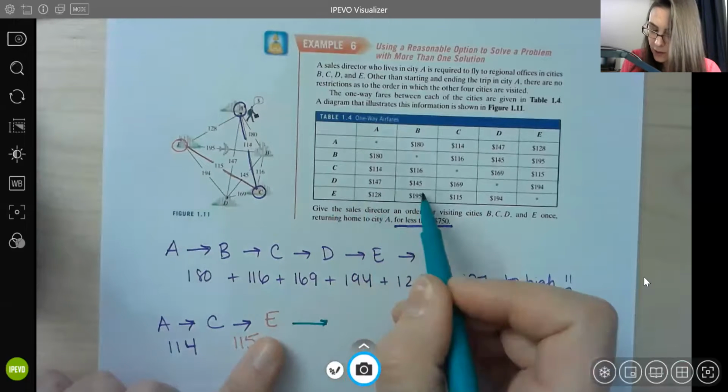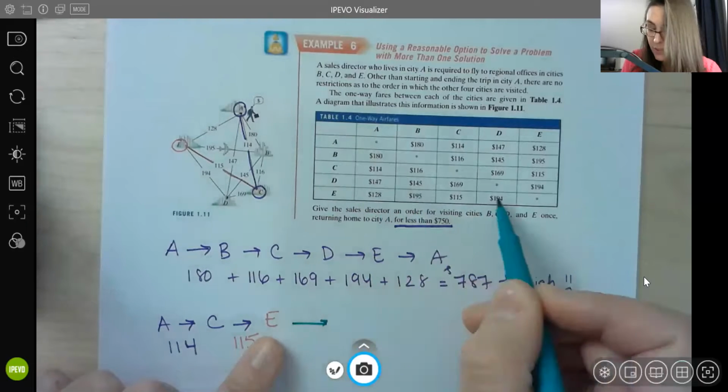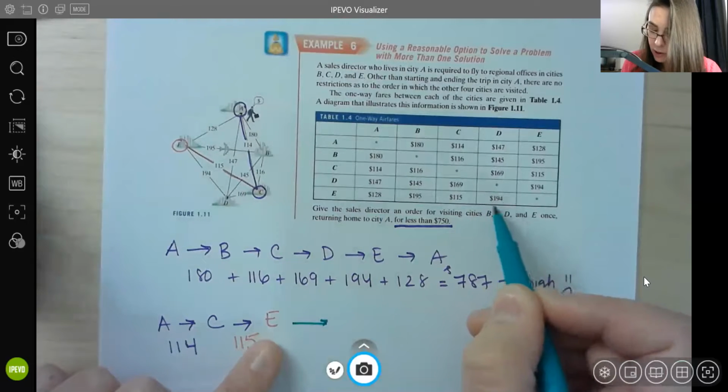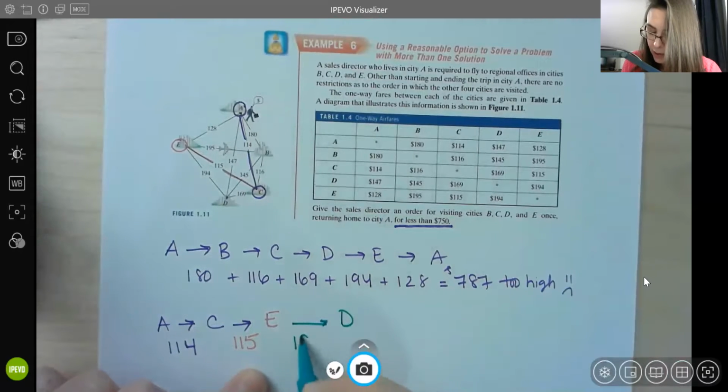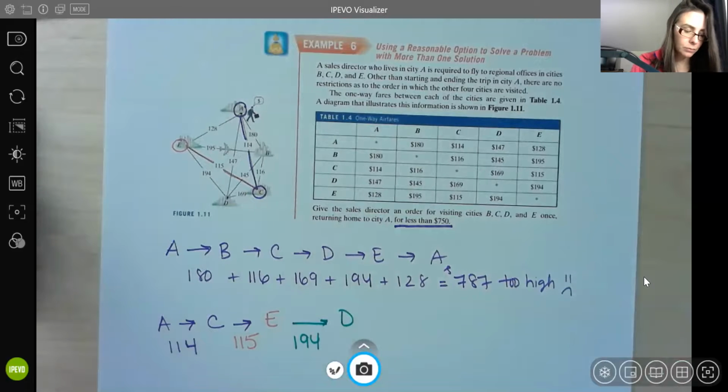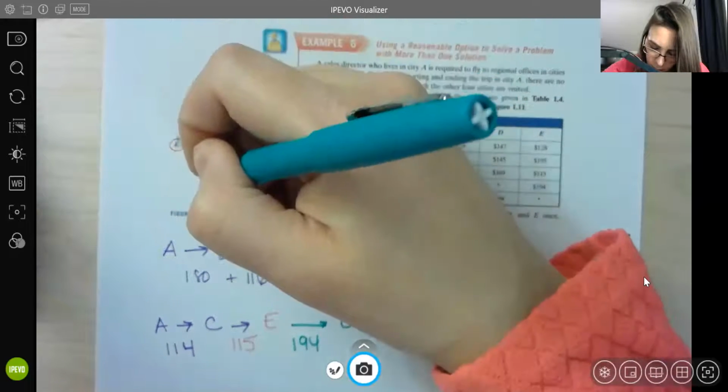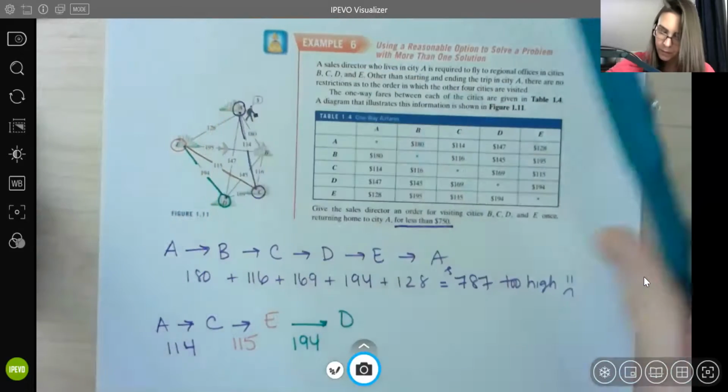So for B, it's 195. For D, it's 194. Ooh, those are both really expensive, but I'm going to go with the cheapest option. So I'm going to go to D, which is 194. So I'm going from E to D here.